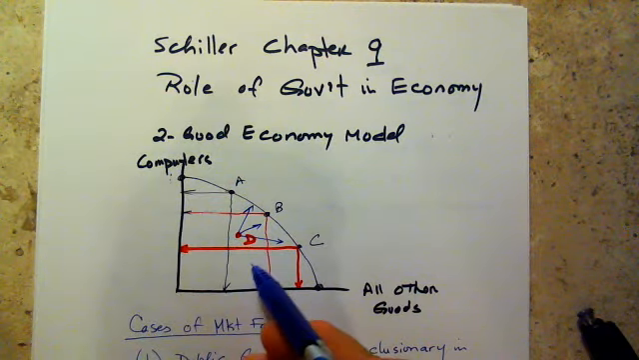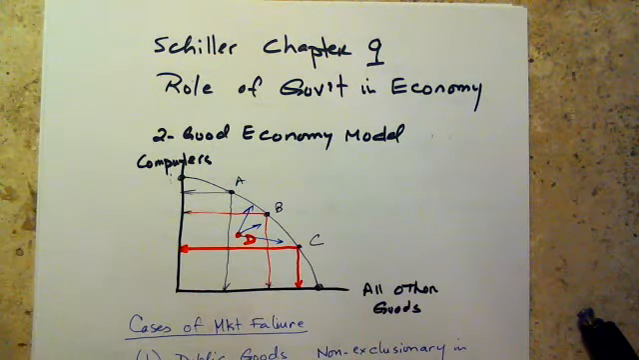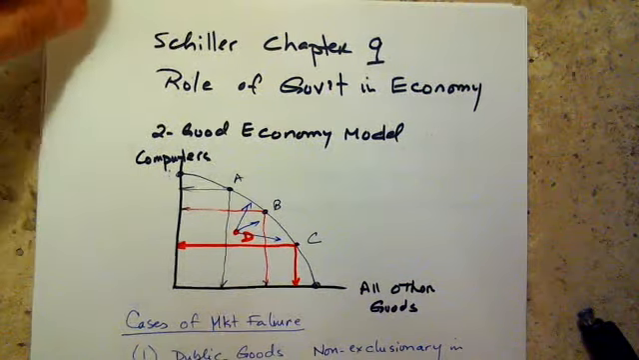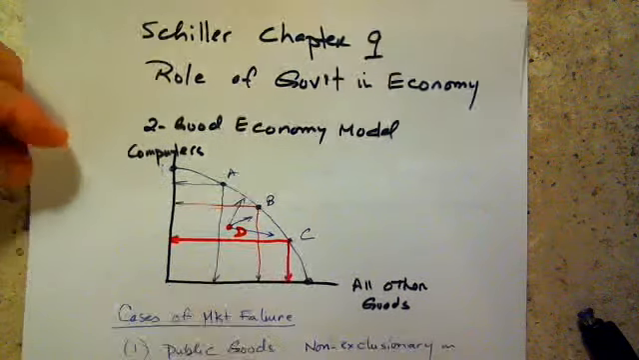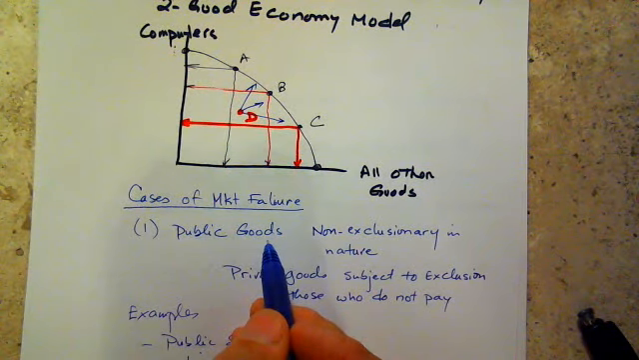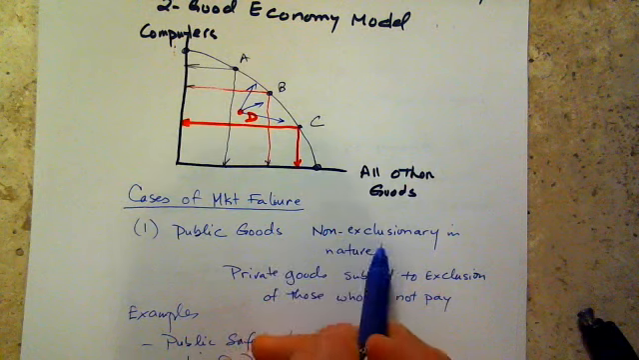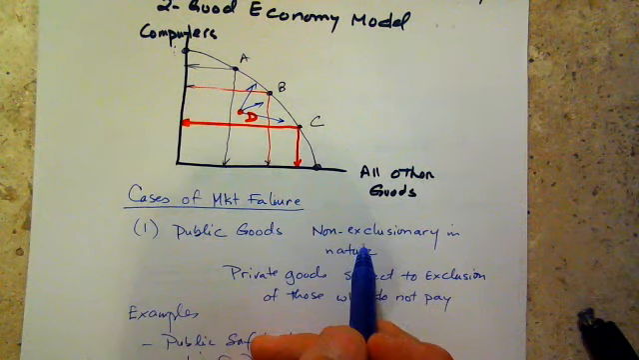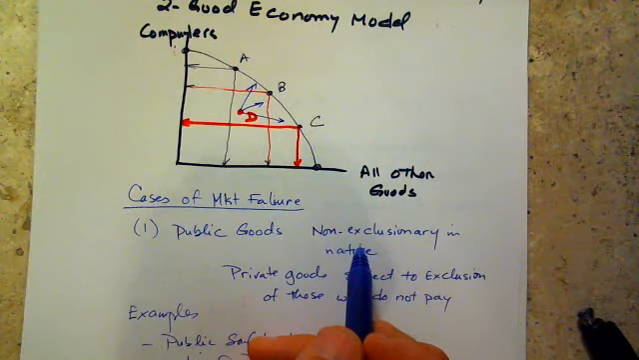So let's look at the cases where the market will fail to send the right signals at the right time so that the outputs and resource allocation are correct. One example or case where the market mechanism may fail is in the case of what we call public goods. Goods are public when the non-exclusionary rule applies, meaning that people who didn't pay for it cannot be excluded from access or consumption. If that's the case, then the good is called a public good.